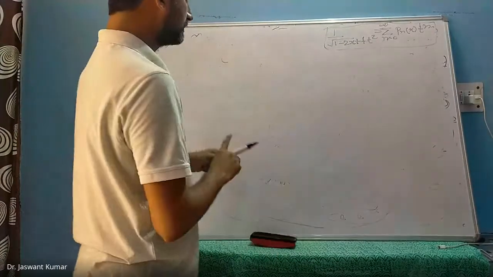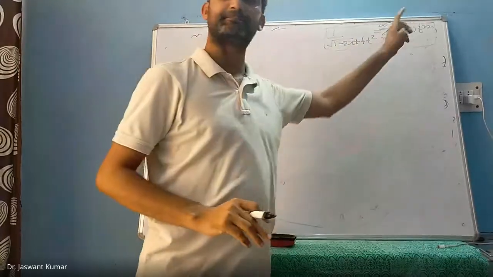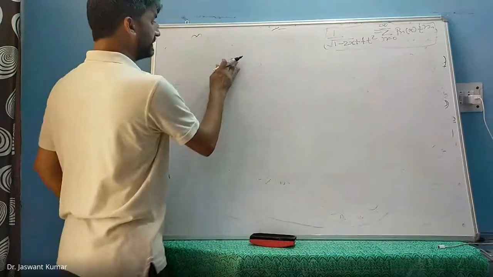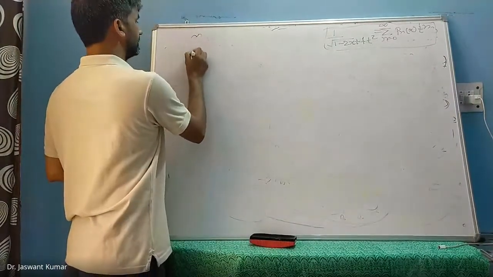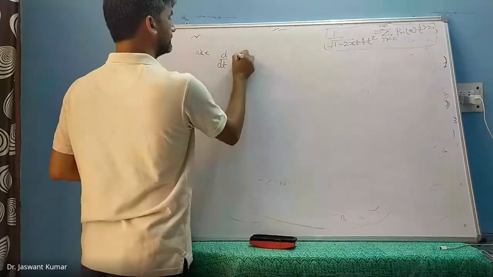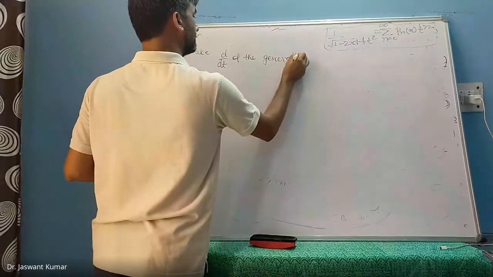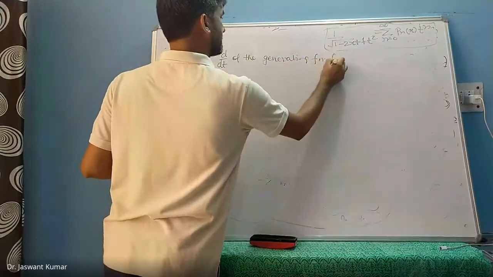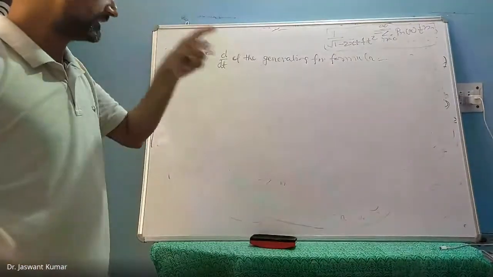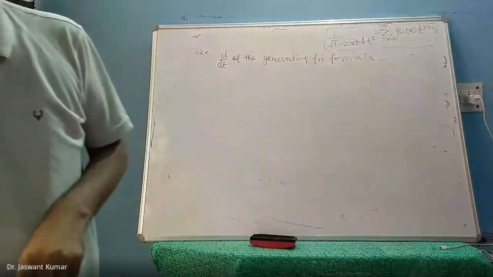So what we have obtained is 1 by square root of 1 minus 2xt plus t square equals the summation of Pn(x) t to the power n. For this equation, you take a d by dt of both sides. Take d by dt of the generating function formula. Tell me, what will be d by dt of this? We have calculated it earlier, if you remember.